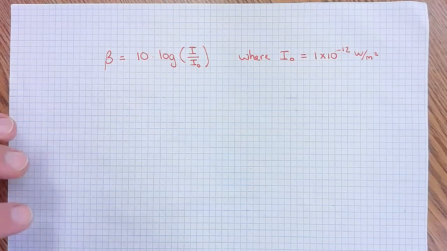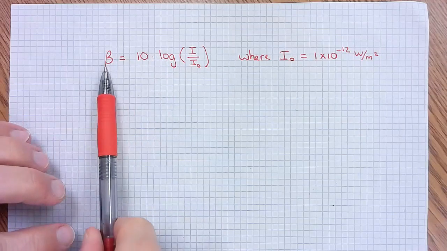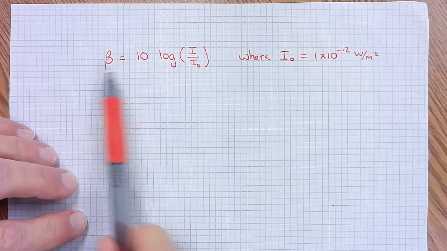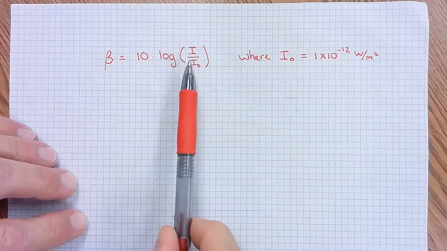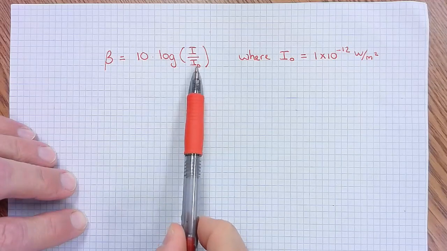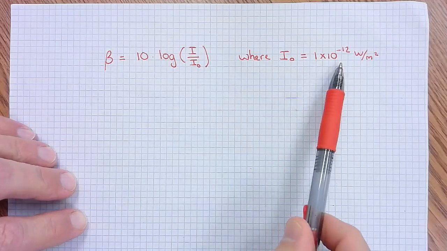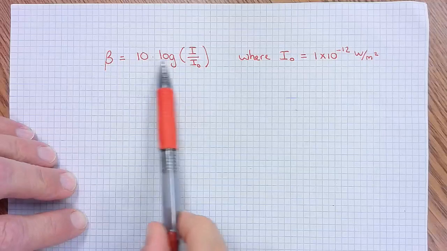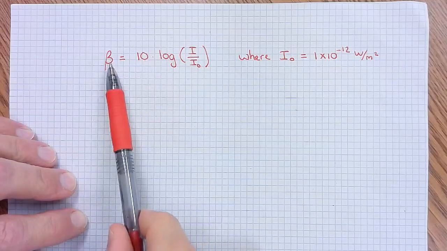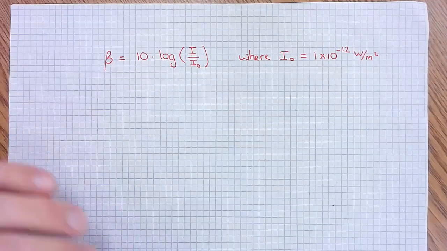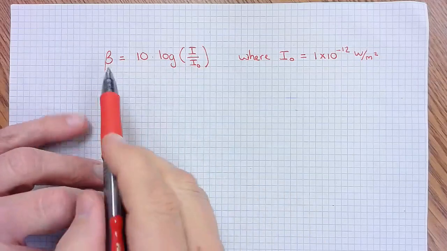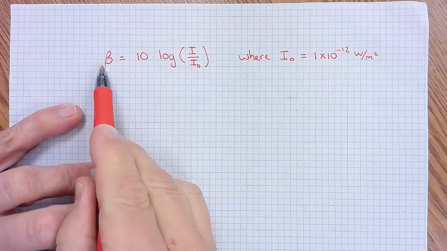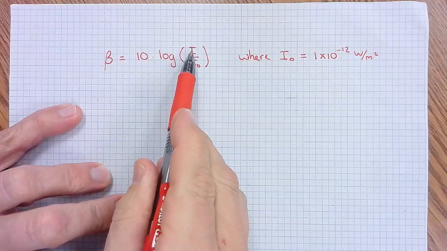So far, we've studied how to figure out the sound intensity level, which we call beta, if you're given an intensity. So you take your intensity, you divide it by this constant, which is 1 times 10 to the negative 12. You take the log of that number, multiply by 10, and you get the sound level. The problem is, what if you're given a sound level and you have to find the intensity?